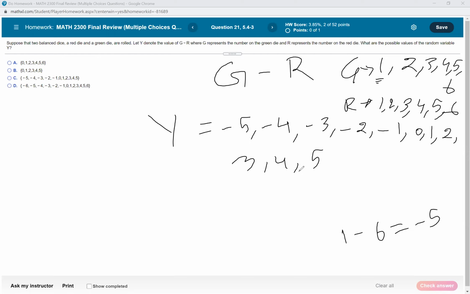The maximum value could be 5 because it is green minus red. If you consider green is 6 and red is 1, then it will be 6 minus 1. So the maximum value is 5 and the minimum is -5. So y is -5 to 5. So the answer will be this one.